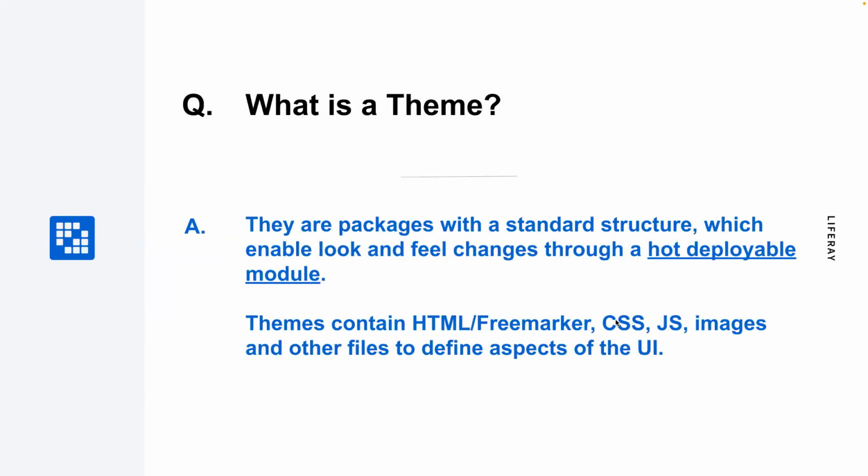So taking a step back, just to set the stage and make sure we're all on the same page as we think through why Stylebooks really are a benefit over the traditional model with themes, let's look at what exactly is a theme. Well, a theme is a package with a standard structure, which enables the look and feel and changes through a hot deployable module. That's the key. Themes contain HTML, FreeMarker, CSS, JavaScript, any other number of assets that we might include.